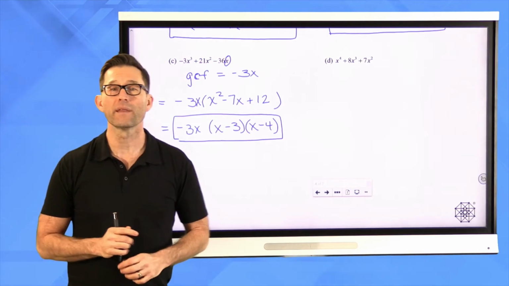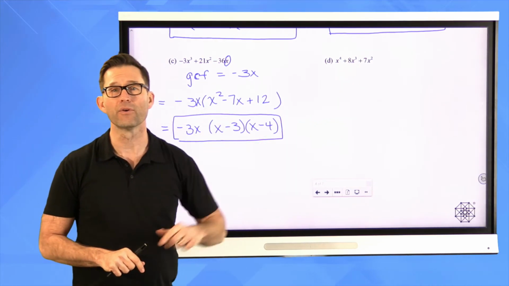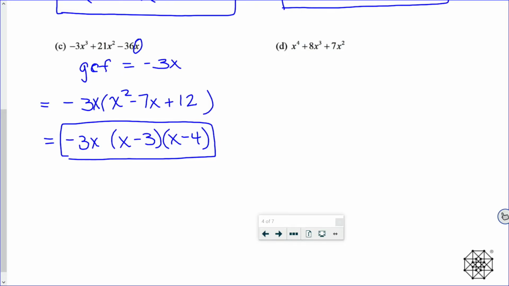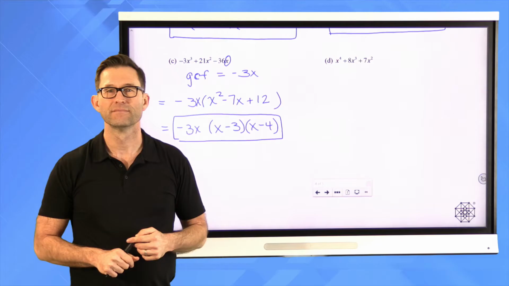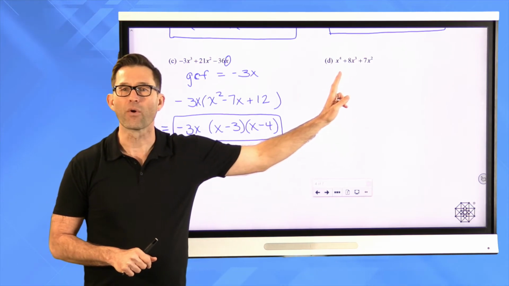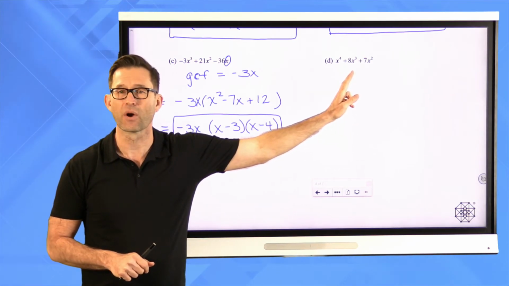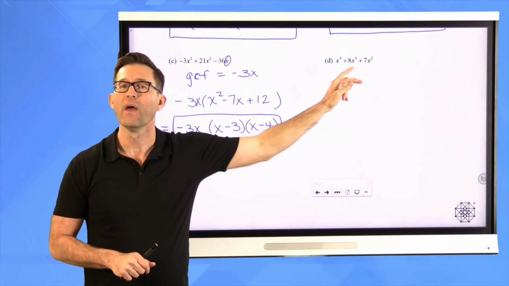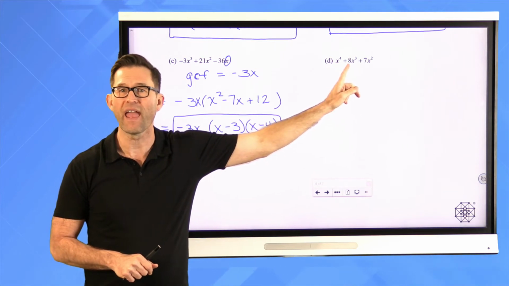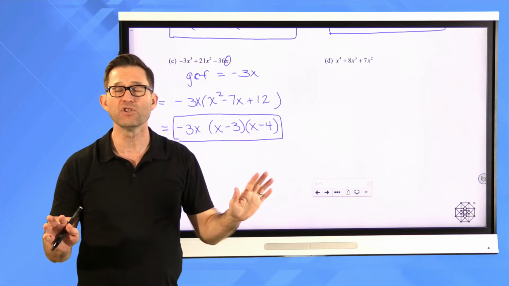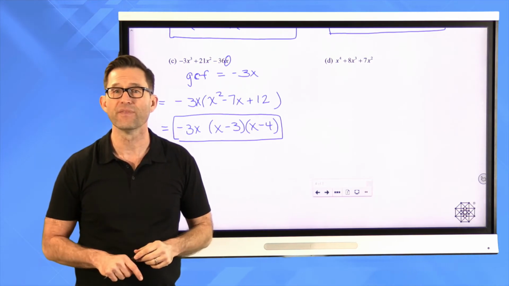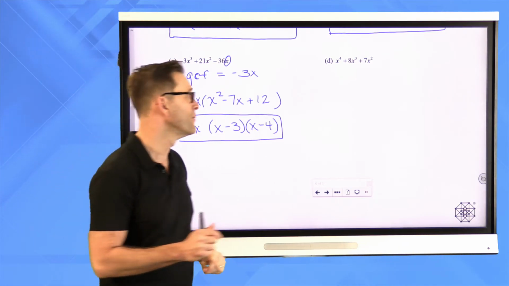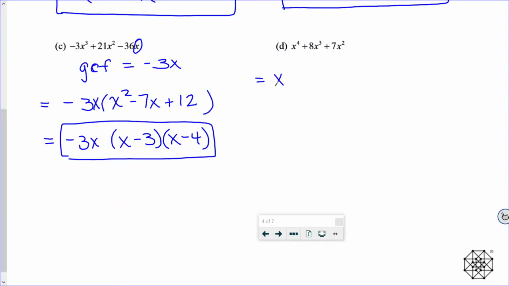All right, what I'd like you to do is pause the video now and see if you can do letter D. All right, well, I have x to the fourth plus 8x cubed plus 7x squared. Now notice there's a 1 here, really, an 8 and a 7. So in terms of GCF, there is no numerical GCF. The GCF here is simply x squared. And when I factor out an x squared, I'm left with x squared plus 8x plus 7.